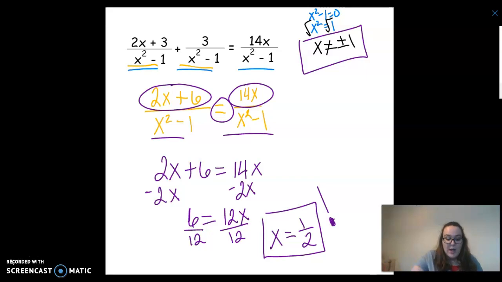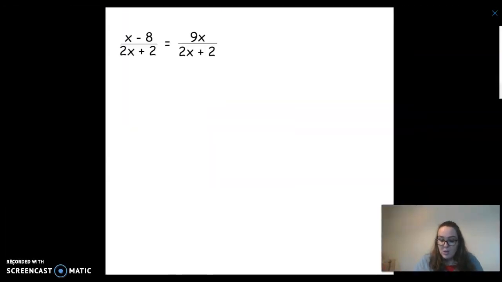X equals 1/2. Okay, so here's a second equation. X minus 8 equals 9x.